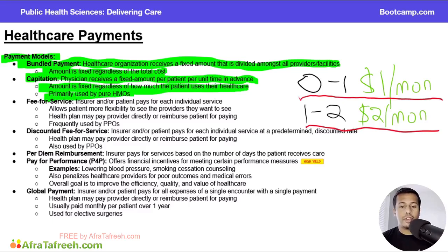Remember, this amount is fixed regardless of how much the patient uses their healthcare. So for example, going with that second example here, if we have a 2-year-old patient that uses 1 month healthcare, it's going to be $2. If they use 100, it's going to be $200. The rate doesn't go up just because the amount of use has gone up. It is going to be fixed regardless of how much the patient uses their healthcare. And remember, again, capitation is primarily for pure HMOs.